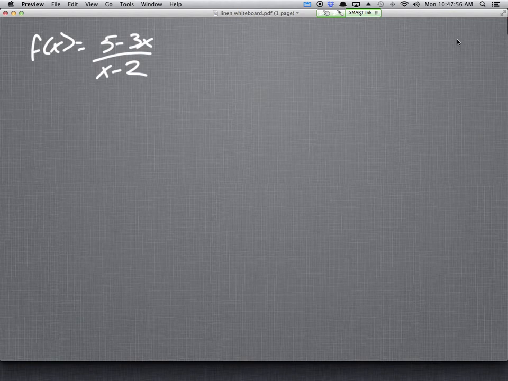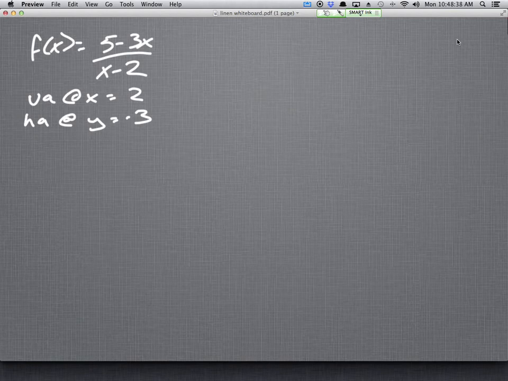On this one I have f of x equals (5 minus 3x) over (x minus 2). What's something I might want to do differently to start out with on this one than I did the first one? What's something that this one might have that the first one didn't? This one has asymptotes. Where are the asymptotes? I've got a vertical asymptote at x equals 2, and what do you say, Jasmine? A horizontal asymptote at y equals -3.